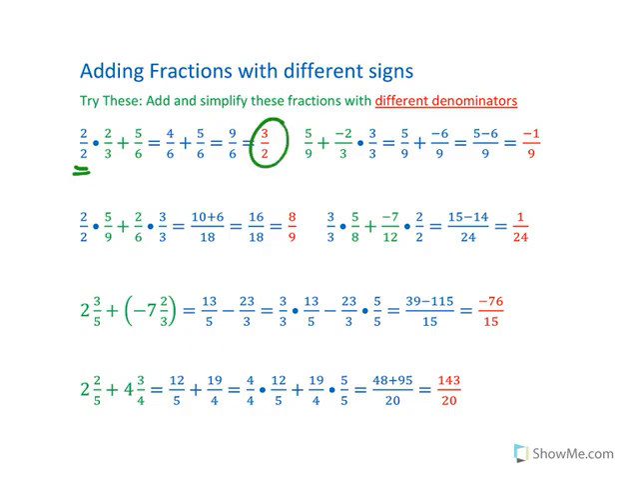Now we have, what's the problem? 5 ninths and negative 2/3. 3 goes into 9 3 times. So multiply that by 3 over 3, and we have 5 ninths and a negative 6 ninths. Combine your numerators, 5 minus 6 to get negative 1. Negative 1 over 9.